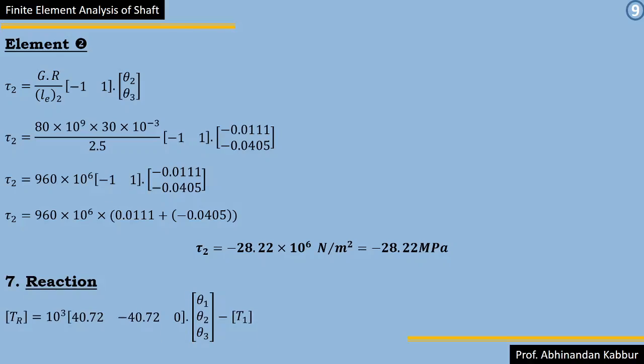Then I need to calculate the reaction. In FEM, to calculate the reaction, I need to consider the eliminated row. Only one row is eliminated, that is the first row. The values in the first row are 40.72, minus 40.72 and 0. Multiplied by the three displacements, theta 1, theta 2, theta 3, that will be equal to T1. I take T1 to the left hand side, so that is my total reaction on the left hand side at node number 1.